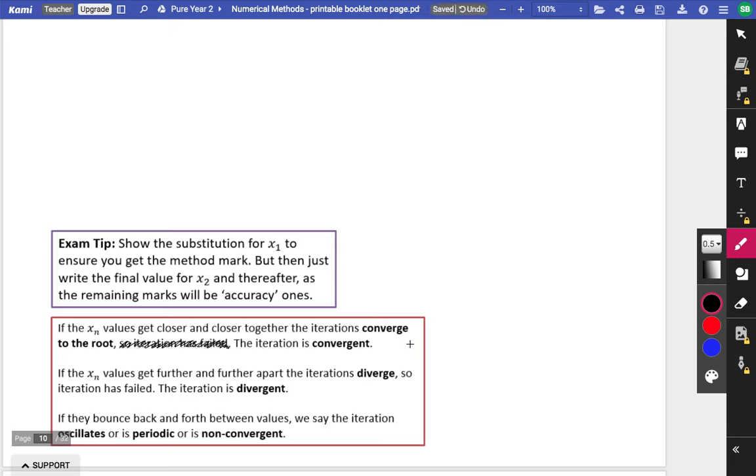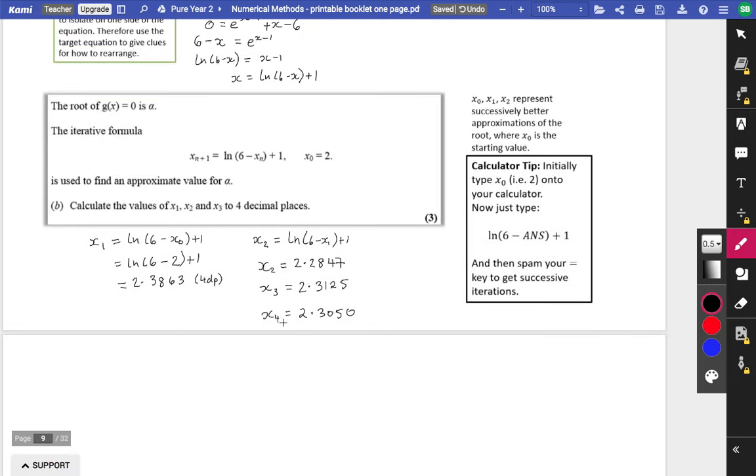If things converge, it means that they all get closer and closer together. If the xn values get further and further apart, the iterations diverge. So the iteration has failed. The iteration is divergent. So if we pause there for a second and have a look at the one we just did, it looks like they're getting closer and closer together. So we would say here that they are converging to the root.